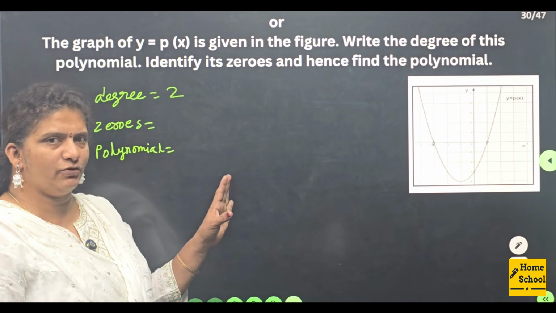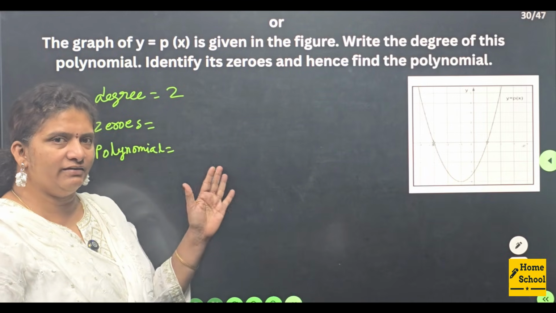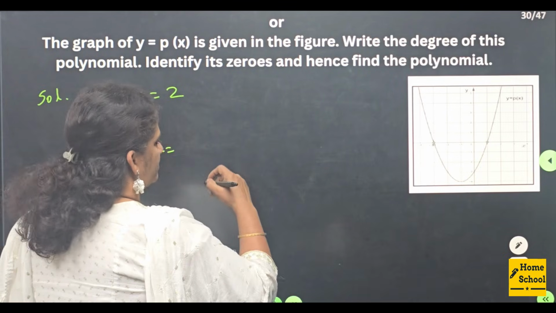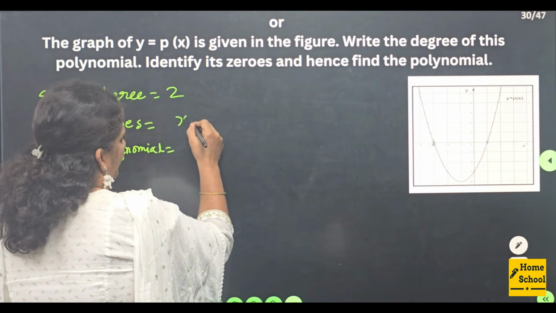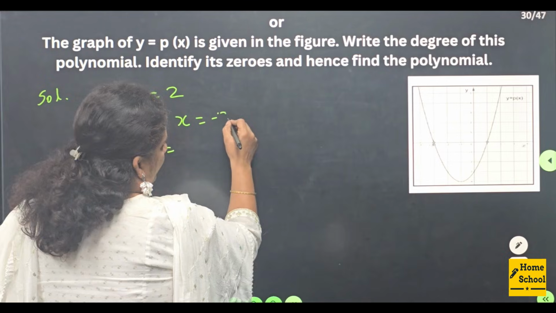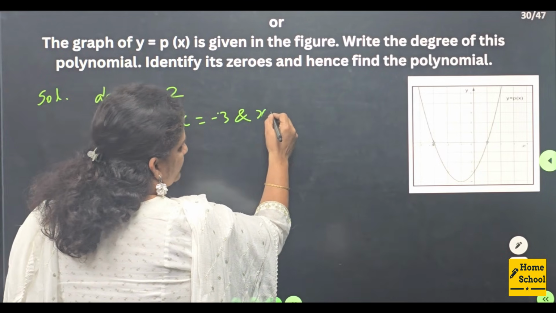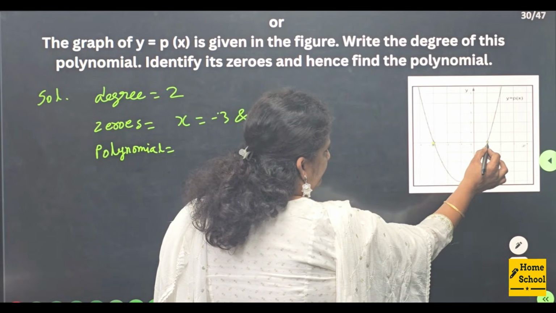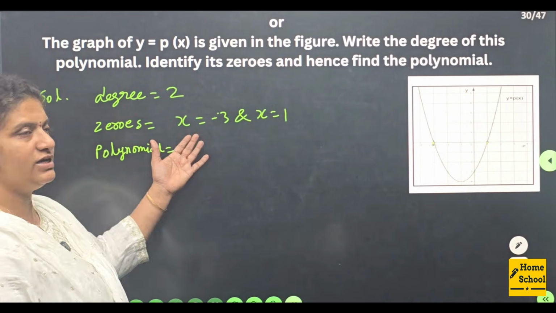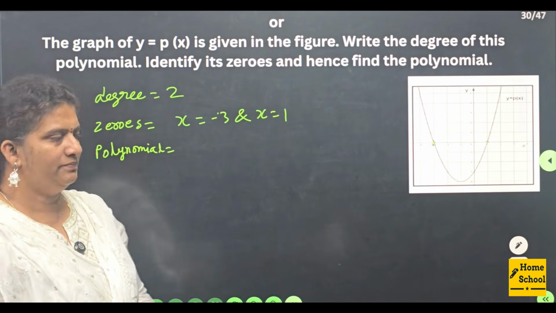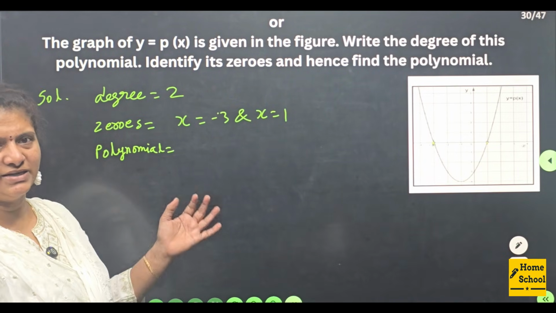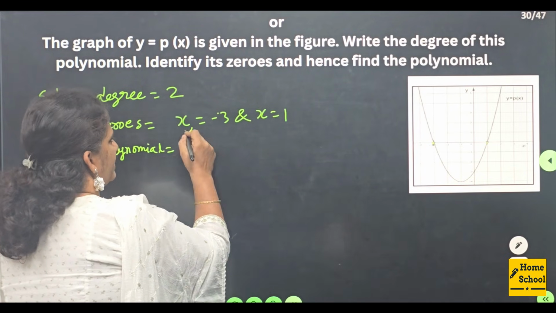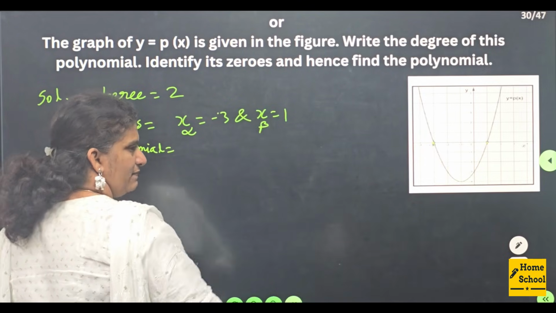First, try to understand the problem. Then you can expand and write the problem. Second one. What are the zeros? The zeros are x is equal to minus 3 and x is equal to 1. Observe here, this is a point minus 3 and this is a point 1. Therefore, the zeros are minus 3 and 1. Third one, what is the polynomial? If you know the zeros, let me assume it as alpha and this as beta.